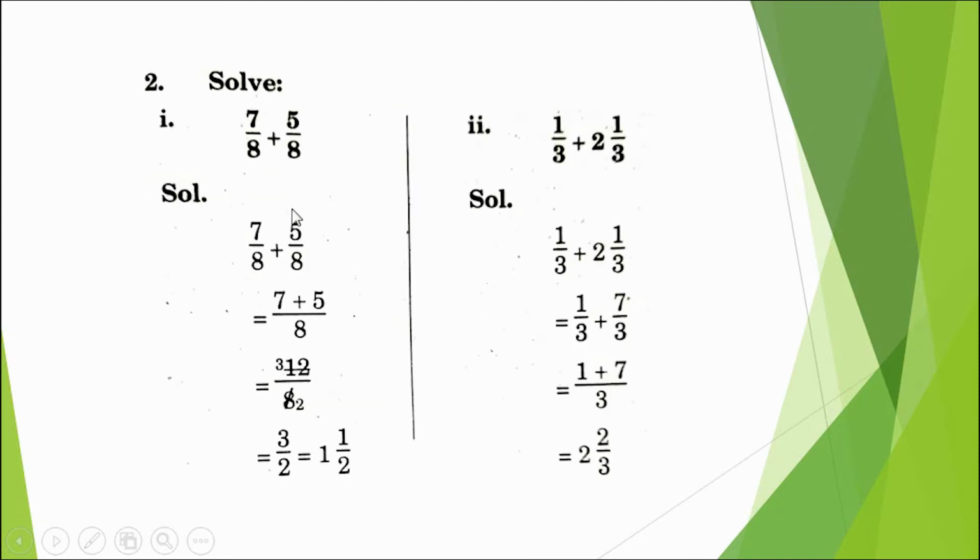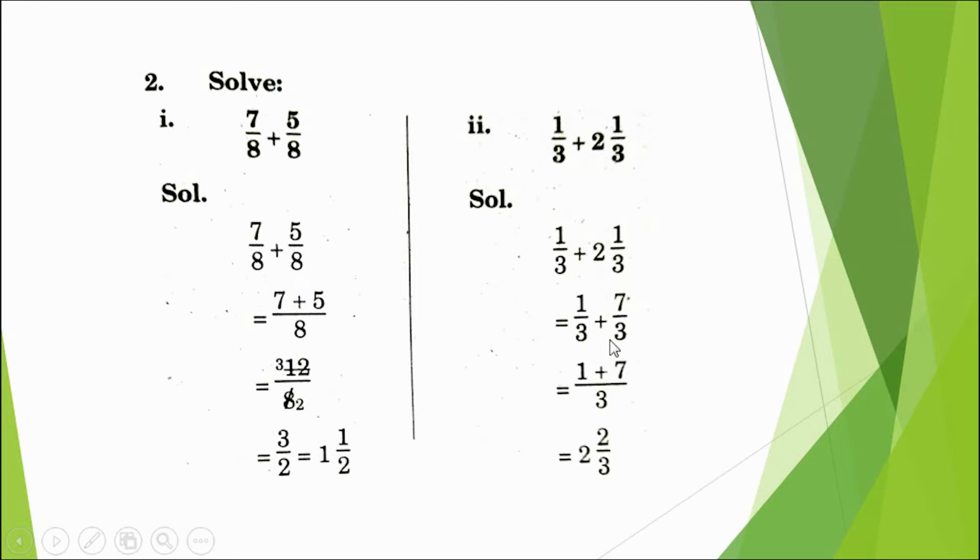Now 7 over 8 plus 5 over 8, denominator same, write 8, 7 plus 5 as it is, 7 plus 5 is equal to 12, 4 2s are 8, 4 3s are 12. Now answer will be 3 over 2. When we divide 3 by 2, 1 and 1 over 2 will be answer.